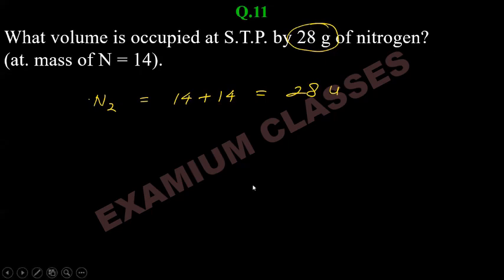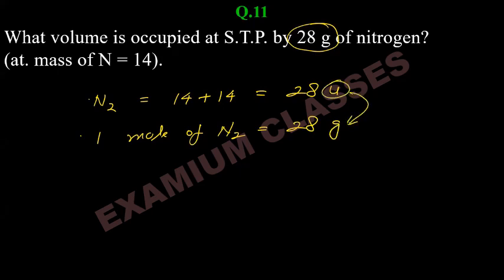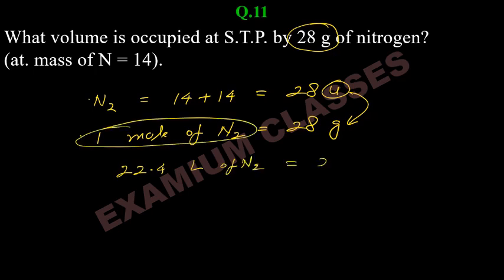Because 28 u is the molecular mass, 1 mole of nitrogen gas will be equal to 28 grams. It means it will be equal to 22.4 liters because it is 1 mole. 1 mole of N2, 22.4 liters equals 28 grams. So 28 grams will have 22.4 liters. That is the answer.